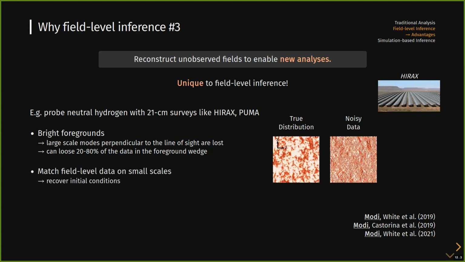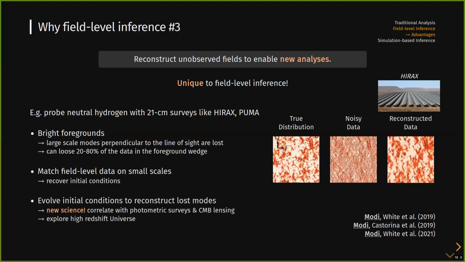But what you can do with field level inference is that you still observe the small scales in this noisy data, and you can use that to reconstruct the initial conditions, which can then be forward modeled again to essentially clean your data and reconstruct the modes that you have lost in the wedge.